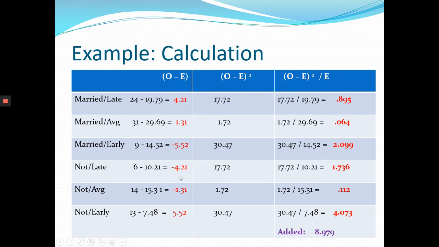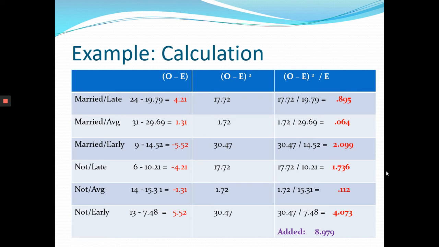So again, we square that. 4.21 times 4.21 is 17.72. Then we take the 17.72 here and we divide it by the expected, which is here, 10.21. So for this cell, the value of this is 1.736. So you do that for the last 2 cells. I don't have to run through everything now. I think you probably get it.